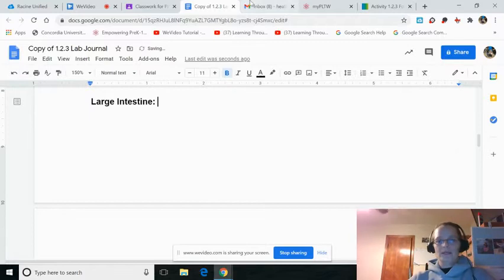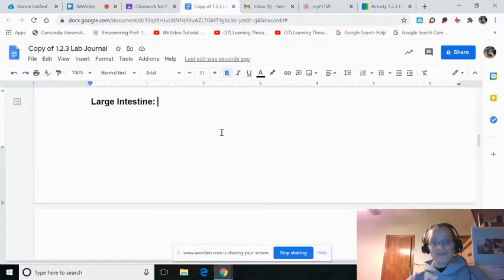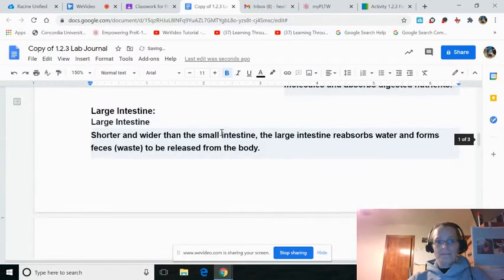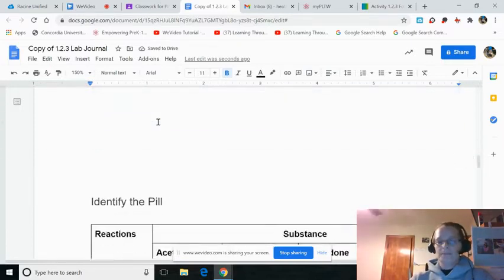I don't know why it's not copy and pasting. Here we go. Highlight, Control C, Control V. There you go. And there's no villi, or not a lot of villi in the large intestine. There's folds, but no villi.